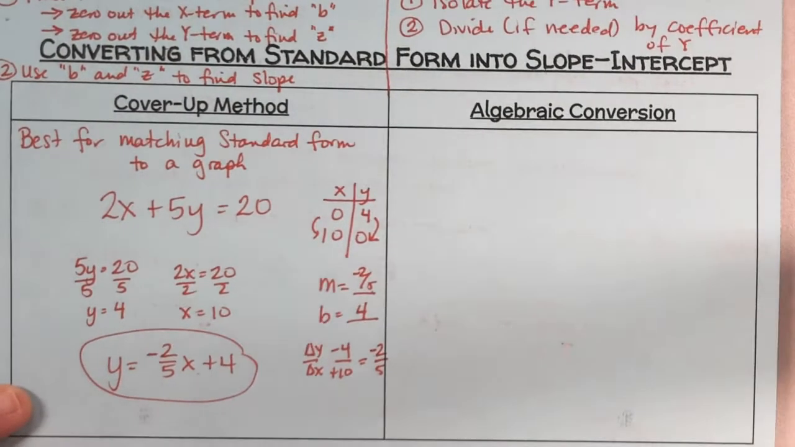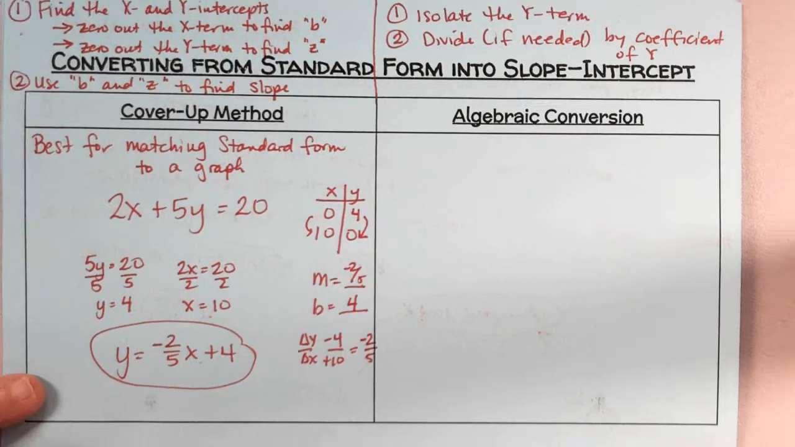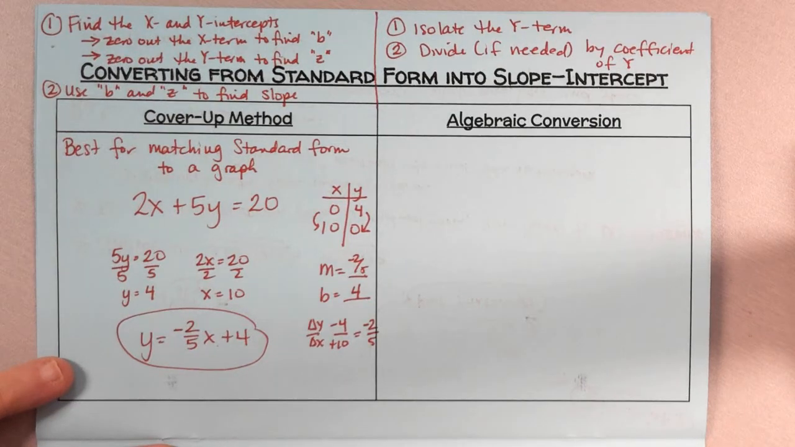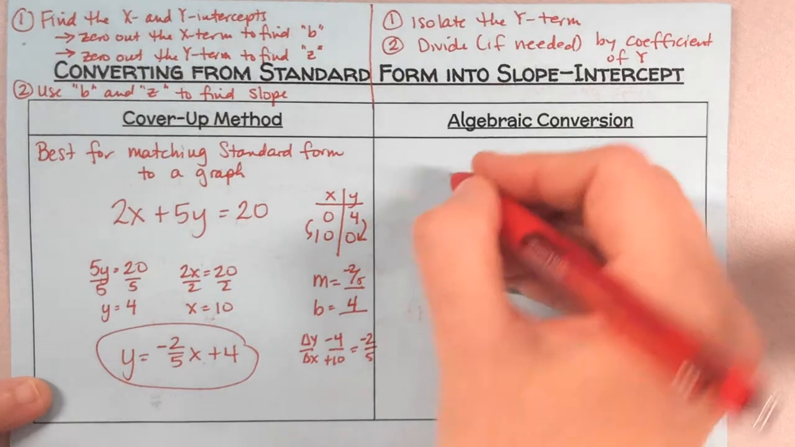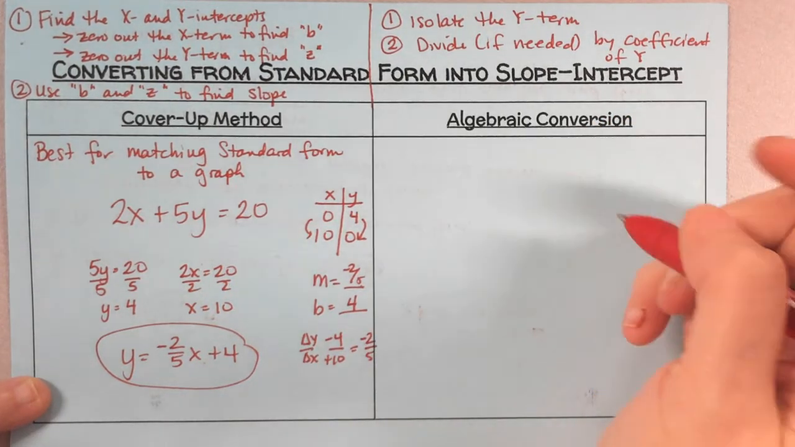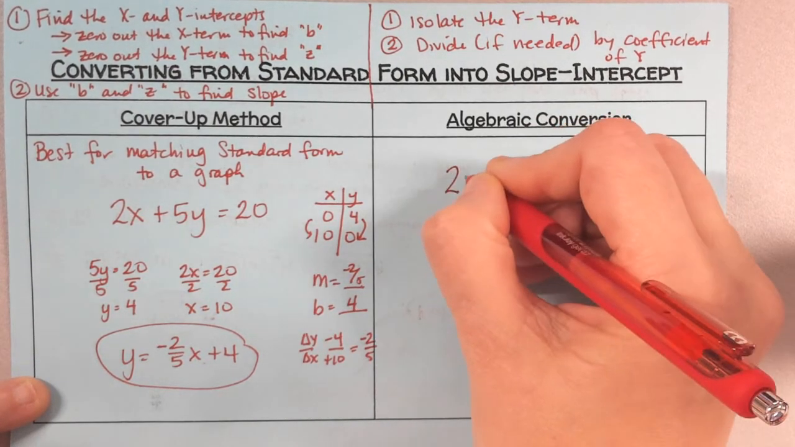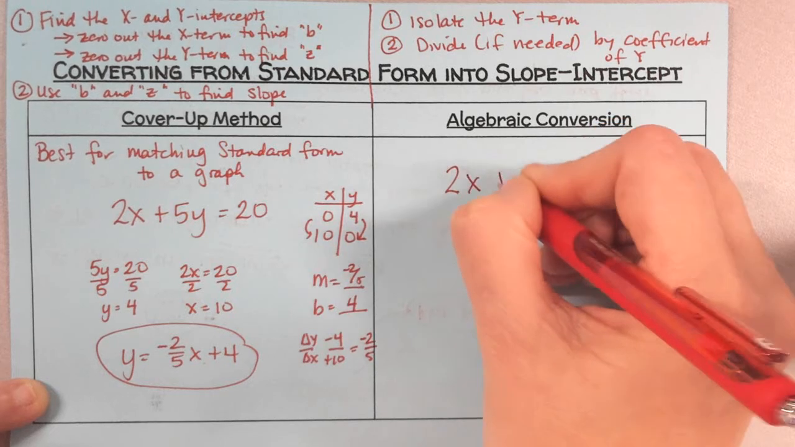I think you guys are going to actually like the algebraic conversion. All day people have liked algebraic conversion better. It's really, really easy. We're going to use the same equation. Y'all watch. Again, watch, and I'll let you write it down. Is it easier than the cover-up method? I think so.